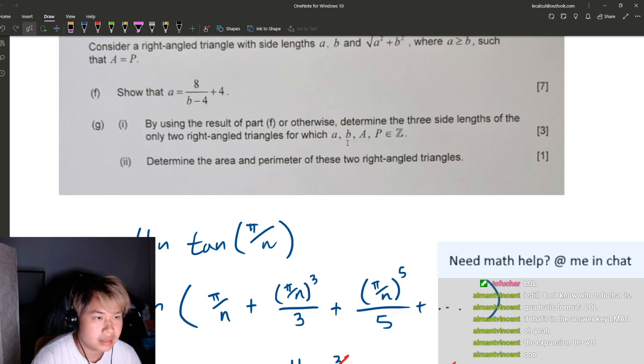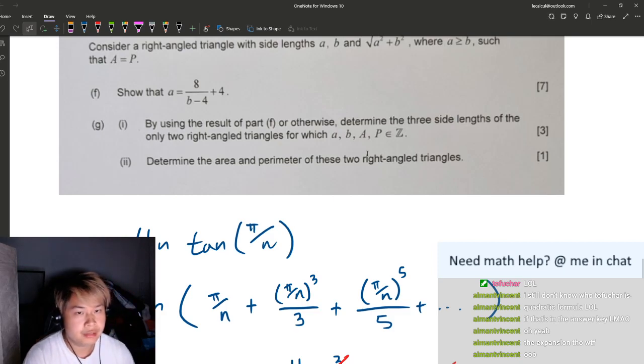Determine the 3 side lengths so that they're integers. Okay. Well, first off, if we want A to be an integer, then b minus 4 needs to divide 8. So what are your choices then? Remember, A and B are side lengths, so they have to be positive.